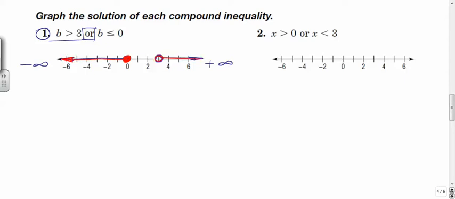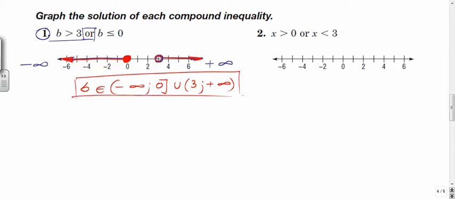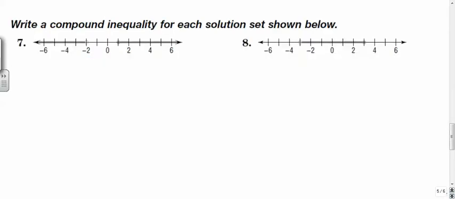Okay, you can write B is an element of the union of the interval negative infinity to 0 and 3 to positive infinity. Alright, go ahead, do number 2 on your own. Write a compound inequality for each solution set.